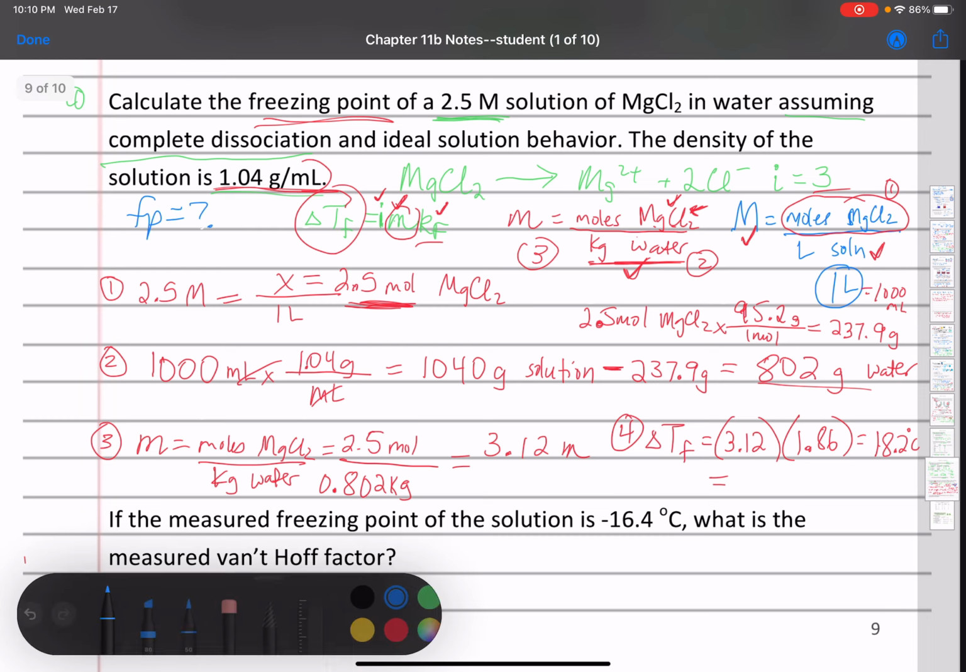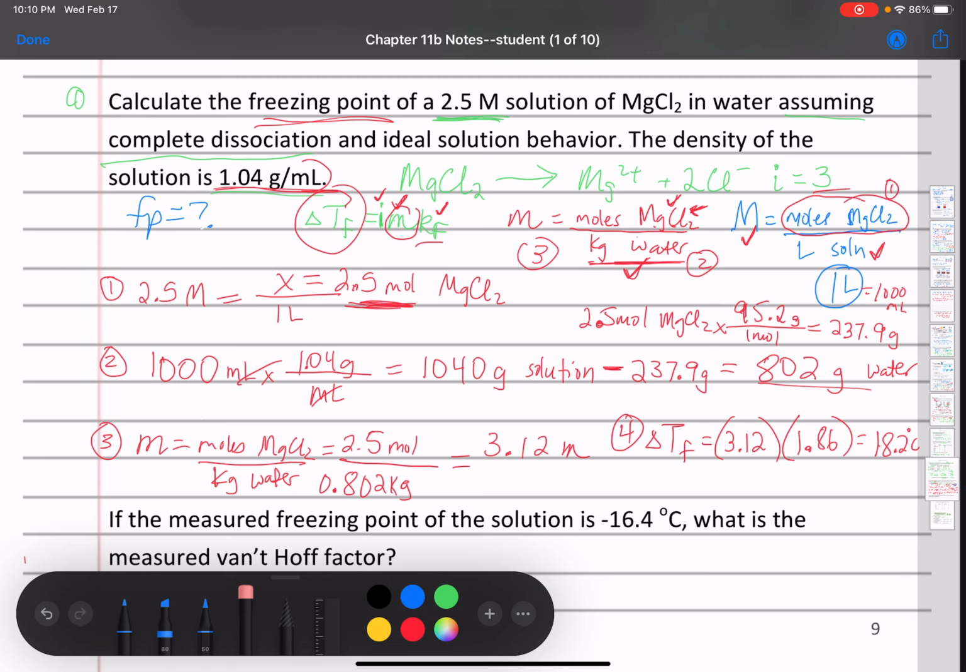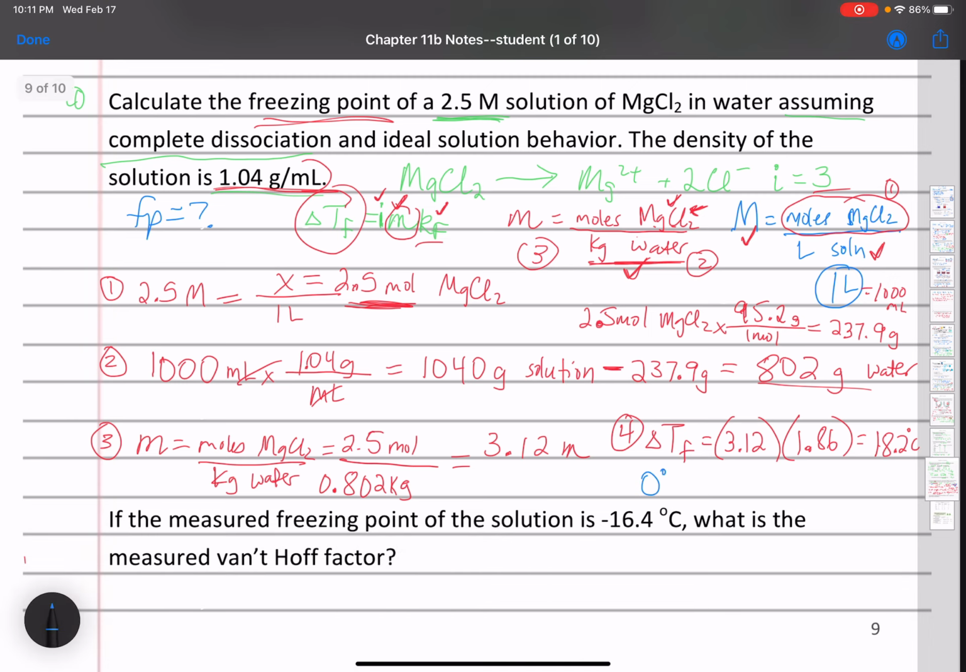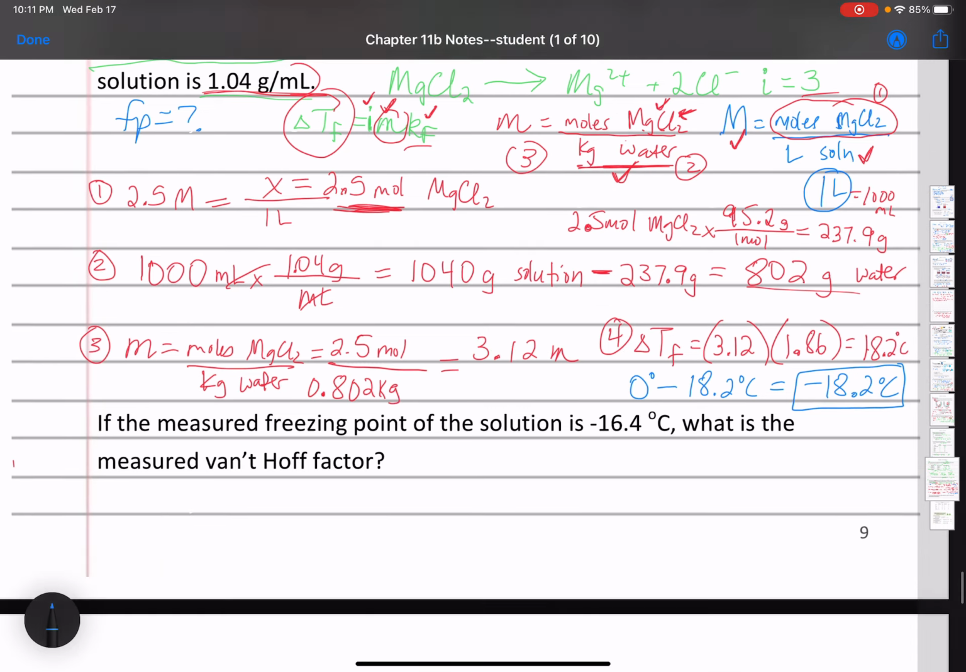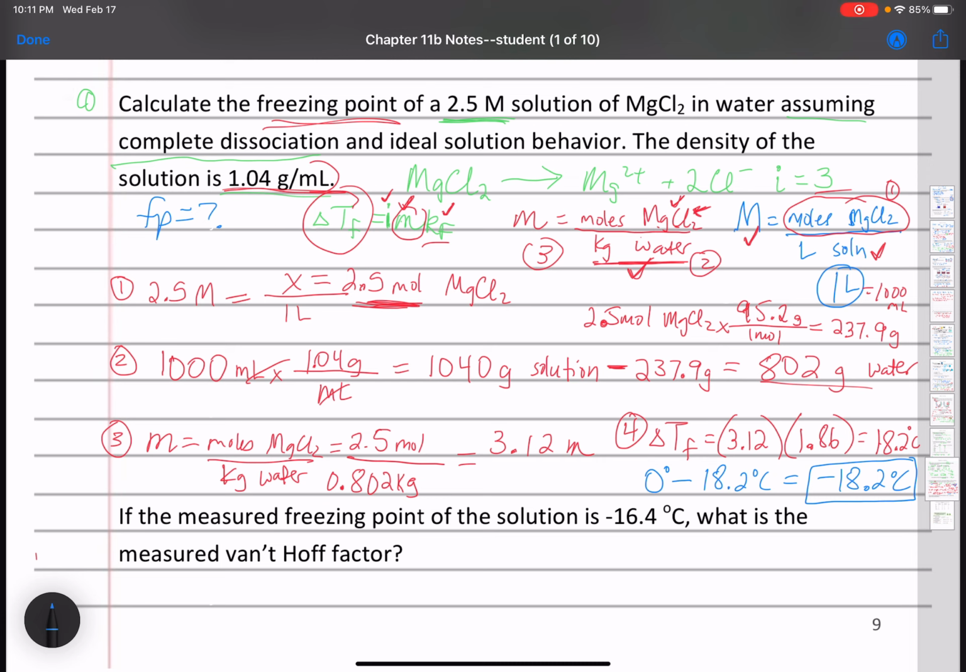The freezing point of water normally is 0 degrees Celsius. So if we subtract 18.2, we get a new freezing point of negative 18.2 degrees Celsius. This is our freezing point of a 2.5 molar solution of magnesium chloride. And magnesium chloride is one of the salts that's used to melt snow, like on sidewalks and stuff. It's beneficial to use salts that have a higher Van't Hoff factor than, say, table salt, sodium chloride, because they drop the freezing point lower.